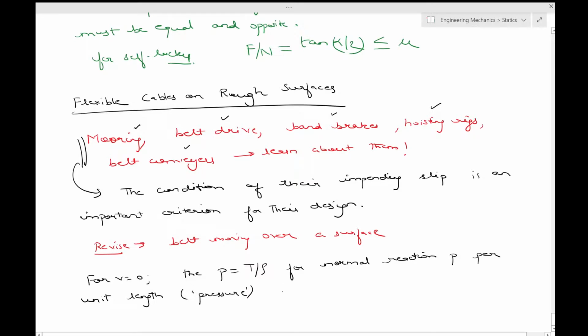Okay, implies P is proportional to T and P is inversely proportional to rho. So clearly if the tension is larger, P would be larger. If rho is small, then P would be large.